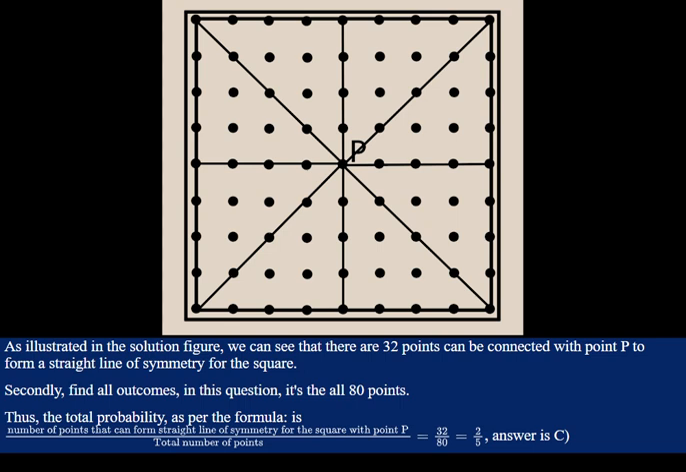So the total probability per formula is the number of points that can form a straight line of symmetry with point P over the total number of points, which is 32 over 80, which is 2 over 5. So the answer is C.